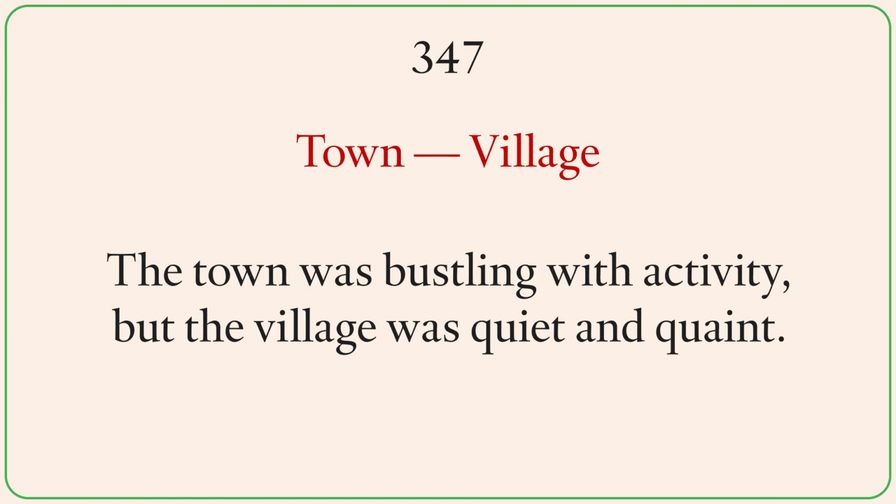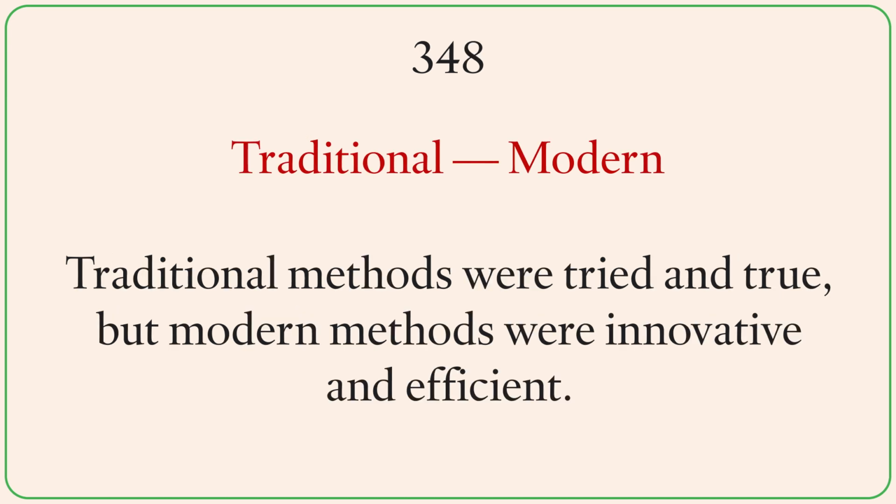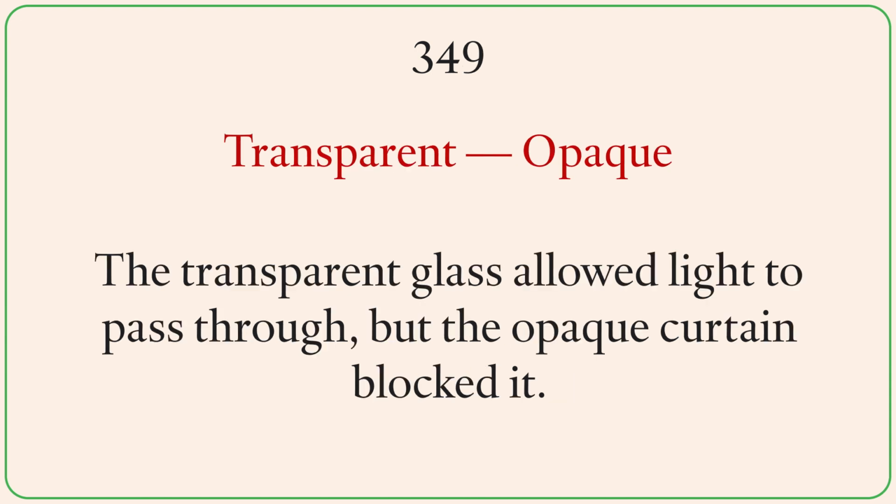Town. Village. The town was bustling with activity, but the village was quiet and quaint. Traditional. Modern. Traditional methods were tried and true, but modern methods were innovative and efficient. Transparent. Opaque. The transparent glass allowed light to pass through, but the opaque curtain blocked it.